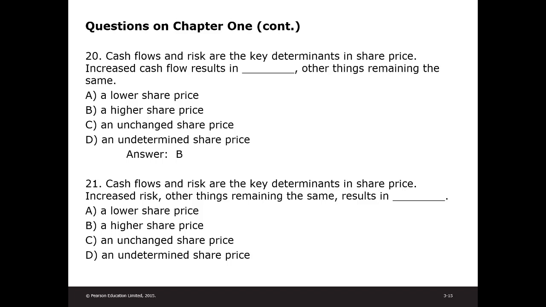Cash flows and risk are the key determinants in share price. Increased risk, other things remaining the same, results in a lower share price, a higher share price, an unchanged share price, or an undetermined share price? I think the answer here will be A, a lower share price, because the higher the risk, the more likely the shareholders will be willing to sell this stock, so this will lower the price.